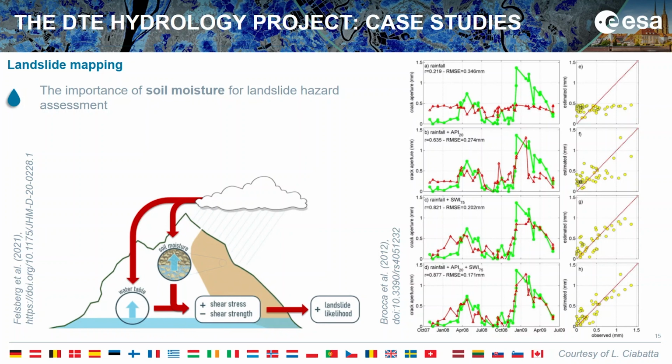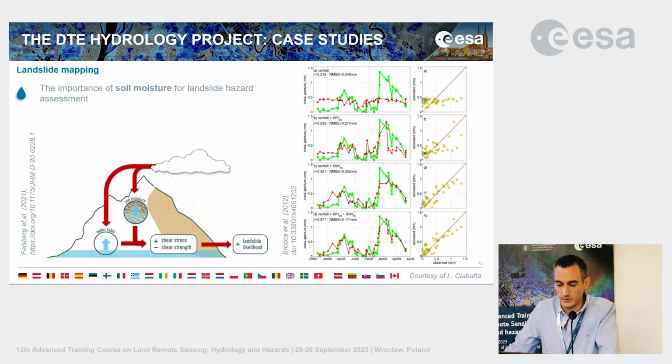Before going into details, just a few words on the background of CNR-IRPI in the topic of landslide risk assessment. Basically, the activities of the institute focus on the importance of soil moisture coupled with the rainfall information for the landslide hazard assessment. Why? Because soil moisture reduces the shear strength of soils, so there is an increasing landslide likelihood.